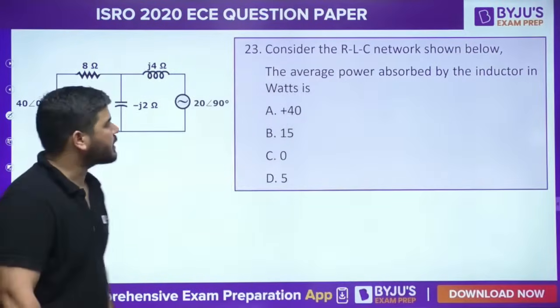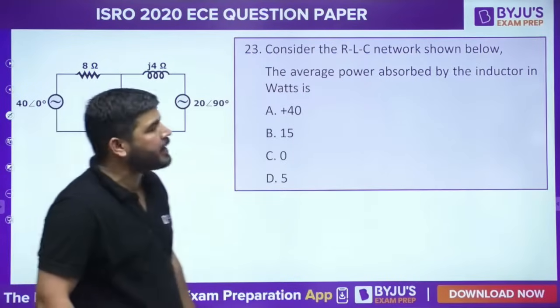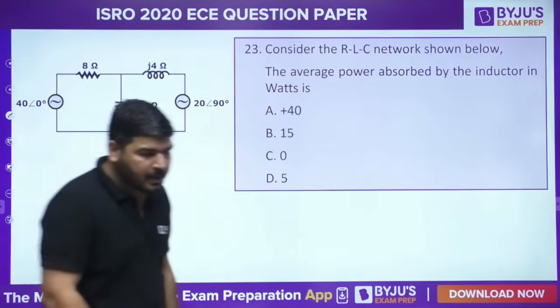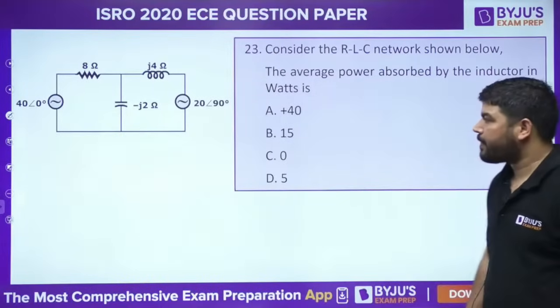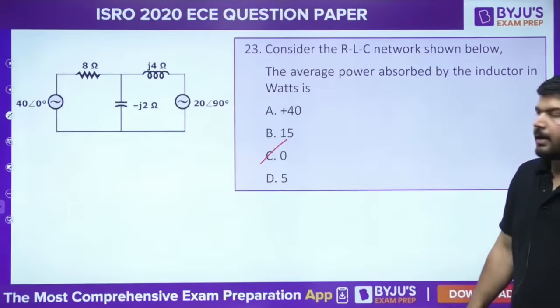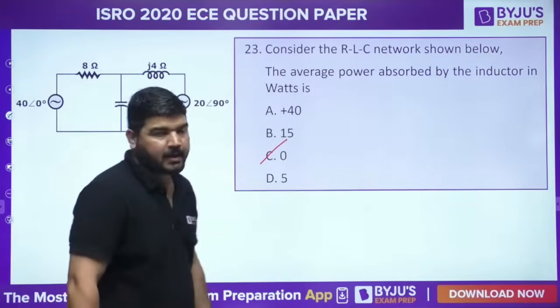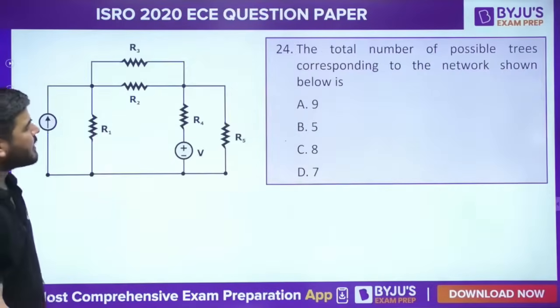The next question on your screen is, consider the RLC network shown below. The average power absorbed in the inductor. Inductor never absorbs any power. Inductor and capacitor never absorb any power. The answer is Calcutta. It is the resistor only which absorbs the power. That's why the answer is Calcutta. This was a very simple question. Let's come to the next question.